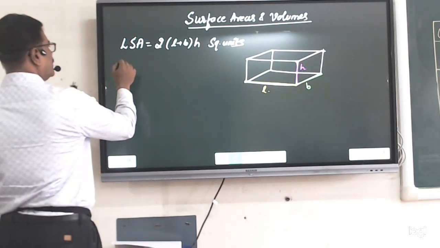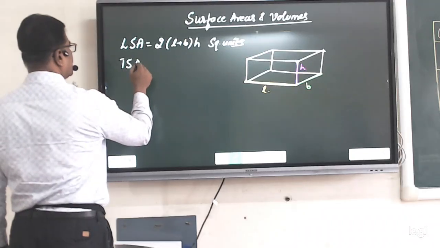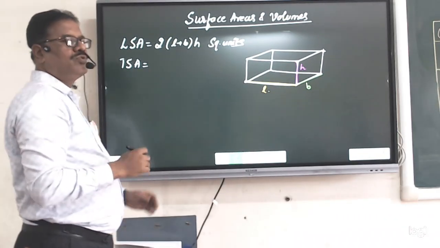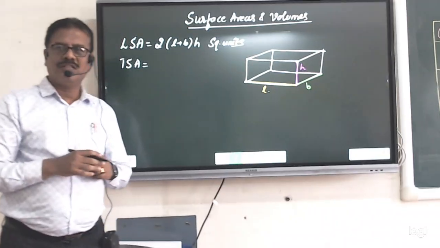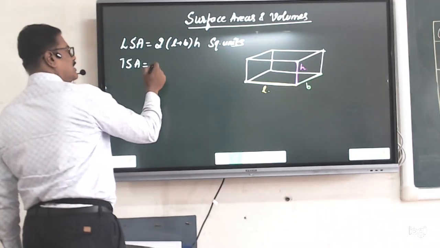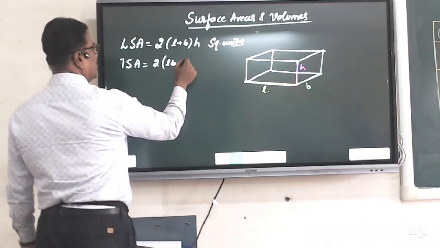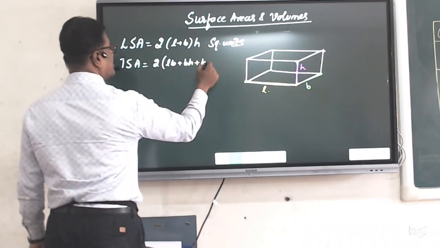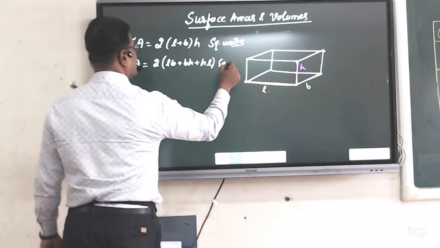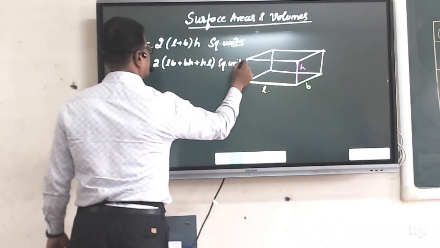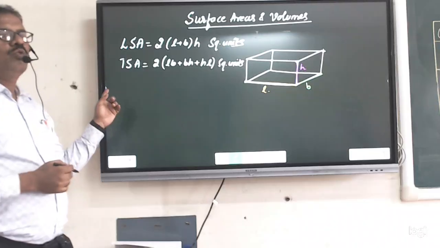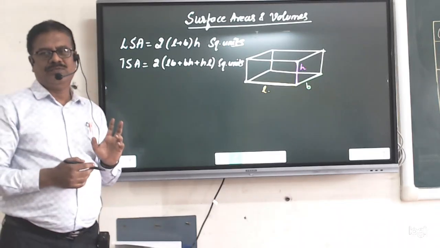Now tell me what will be the total surface area. As I said, for total surface area, you should include the area of all the 6 faces. Just now we have seen the derivation. 2 times, tell me, LB plus BH plus HL. So once again, area is expressed in square units. So this is the formula used to find the total surface area of a cuboid.